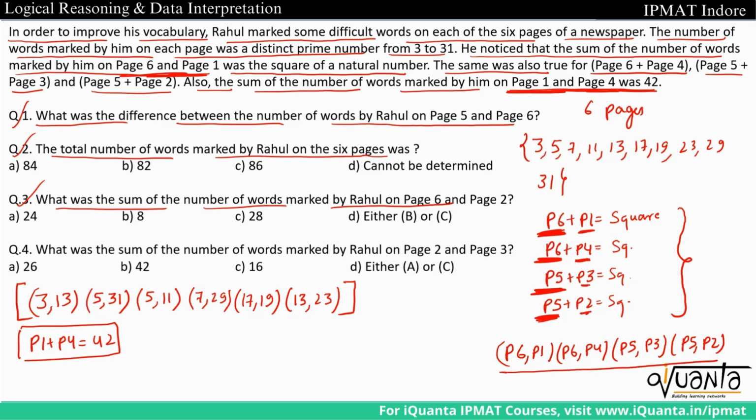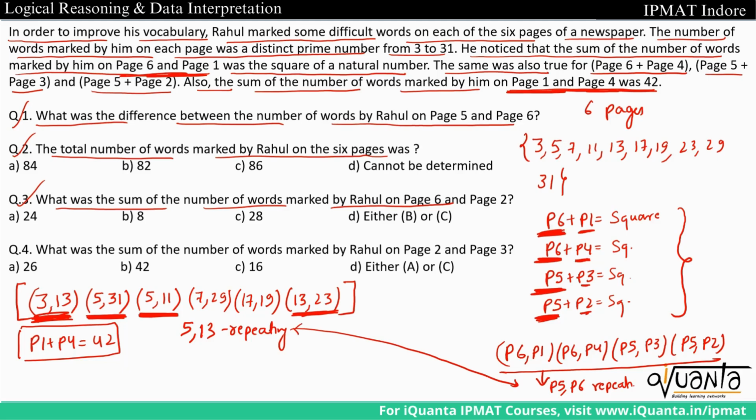So if we look at these pairs over here, we can be very clear that there are 2 pairs of 5, 5 and 31, 5 and 11. We also have 2 pairs of 13 over here, 13 and 23, and 13 and 3. So only 5 and 13 are the numbers which are repeating over here, and in the pairs that we have, we can have P5 and P6 which are repeating over here. So we can be very sure that 5 and 13 will either be on page 5 or page 6.